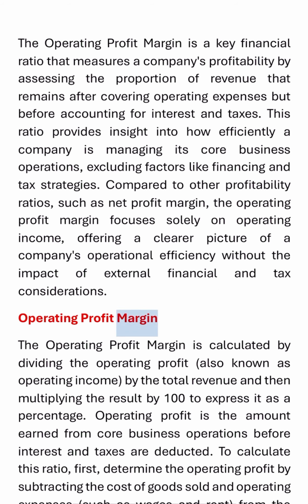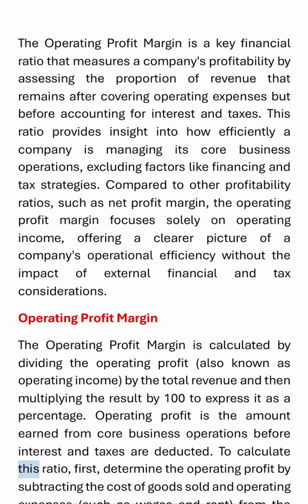Operating profit margin. The operating profit margin is calculated by dividing the operating profit, also known as operating income, by the total revenue and then multiplying the result by 100 to express it as a percentage. Operating profit is the amount earned from core business operations before interest and taxes are deducted.